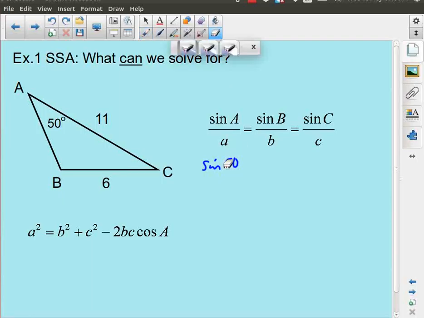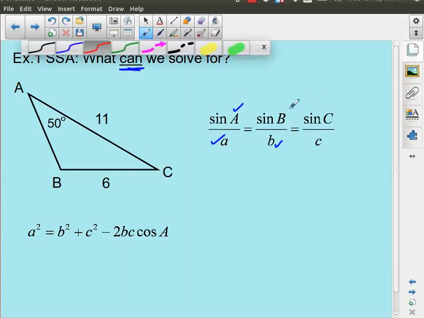Actually, before I do that, let me just show you another way that you could do this. So the angle A is 50 degrees, so I know that. I'm going to put a check mark next to the angle A. This 11 is across from the angle B. That's the side B. And this 6 is across from the angle A. So if we take a look at this, what can we solve for here? We actually can't solve for anything related to C, can we? The only thing that we can solve for here that's going to work out for us is going to be the angle B.